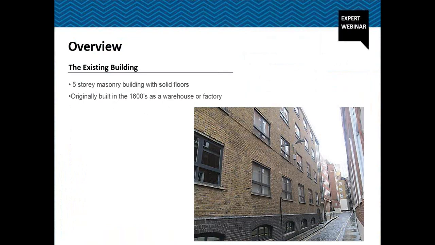In this case, the existing property is a 5-storey masonry building with solid roof and floors. It was originally built in the 1600s as a warehouse or factory. This is an image of the building. In recent times, it has been converted into serviced apartments, which is when we believe the solid floors and roof were installed. The building is located in an area traditionally known as the City of London, and the site itself is between the legal and commercial districts of London. The property abuts a luxury hotel and neighbours an embassy and office buildings.